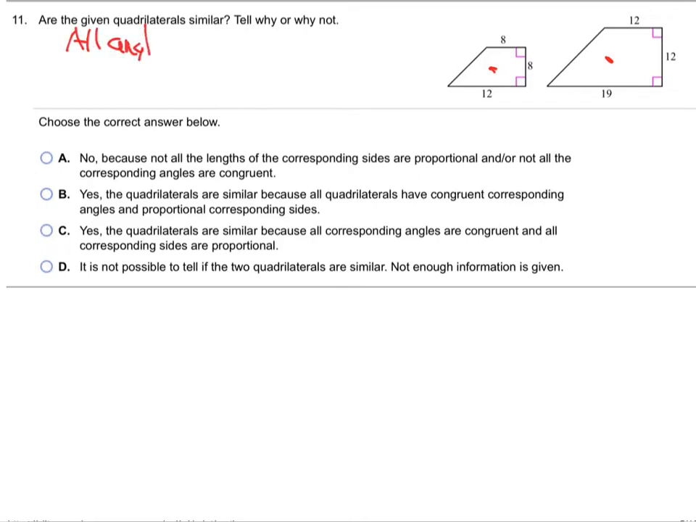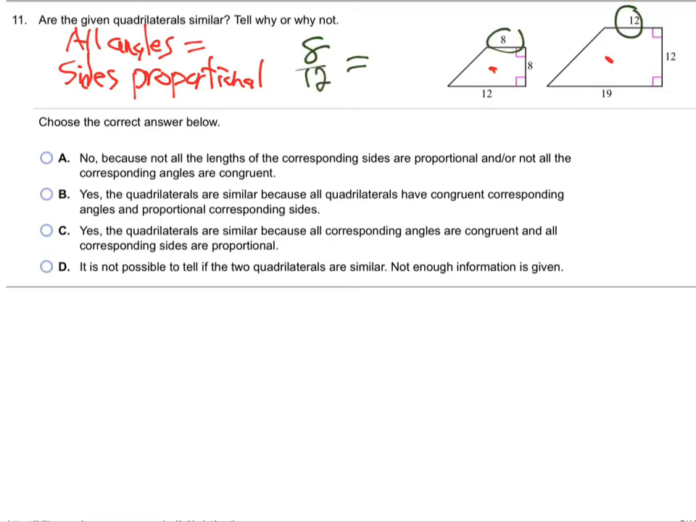All angles must be equal. Sides proportional. The angles have to be equal and the sides proportional. Are they in this case? I think not. 8 over 12, does that equal 12 over 19, right? They would have to be in the same ratio.